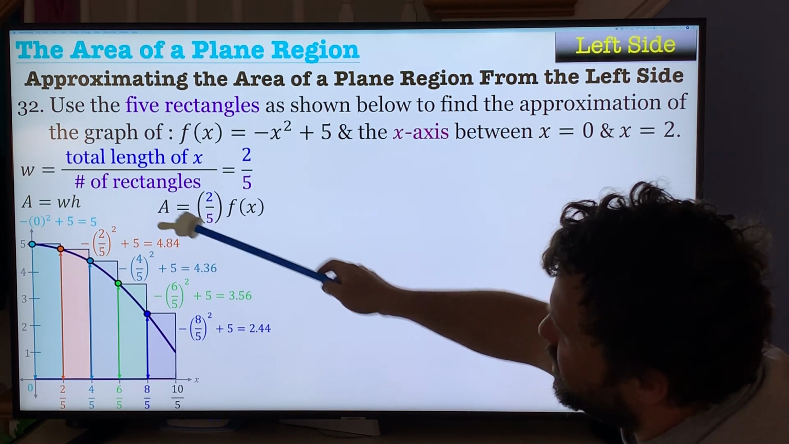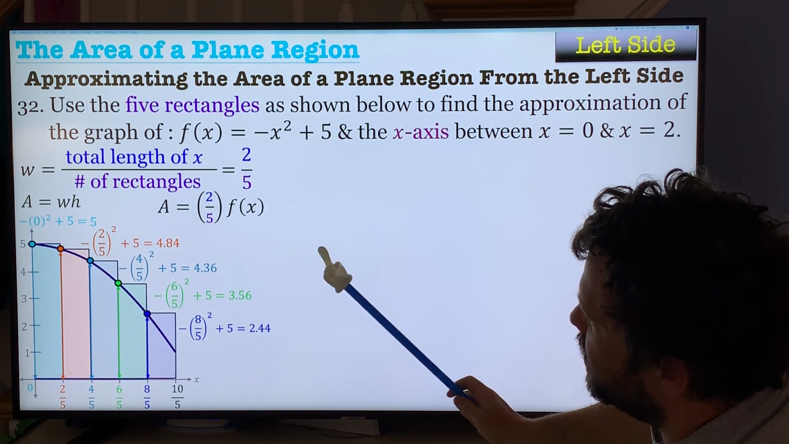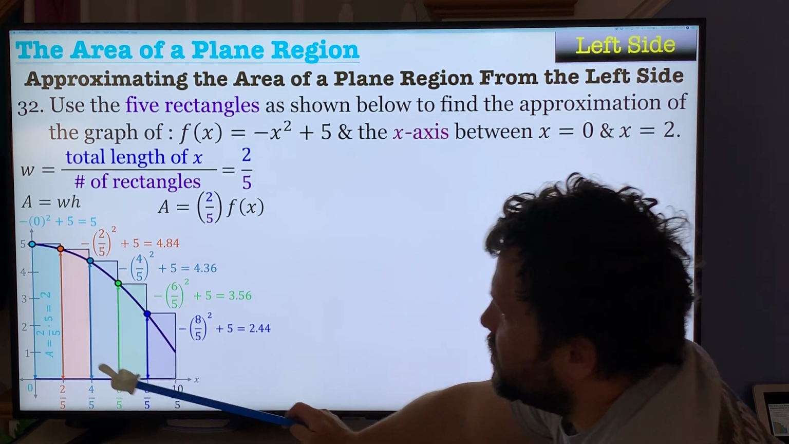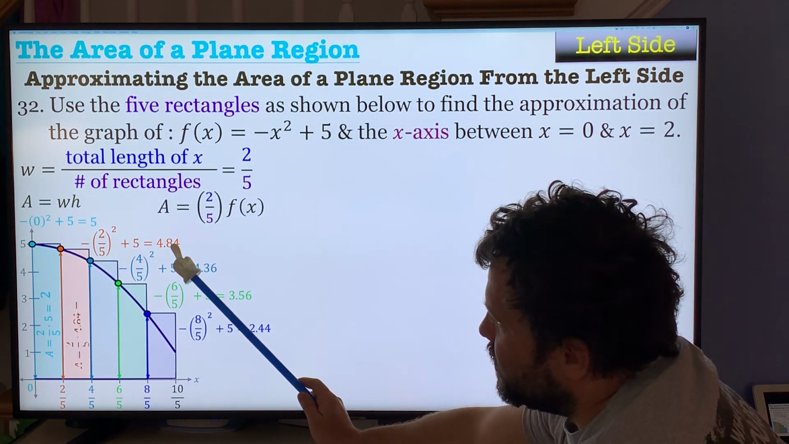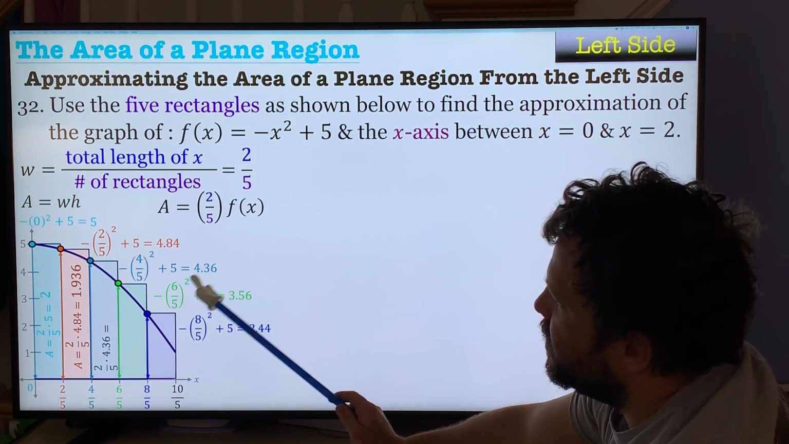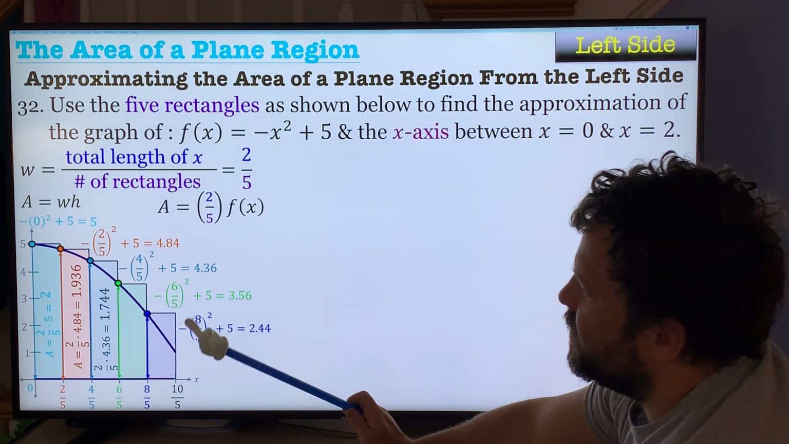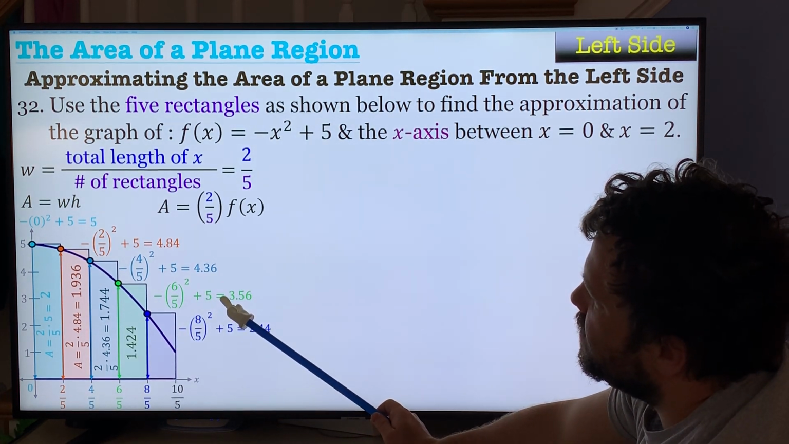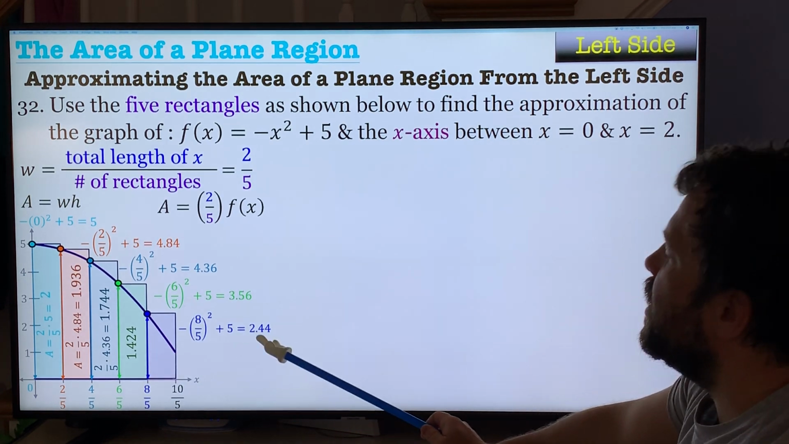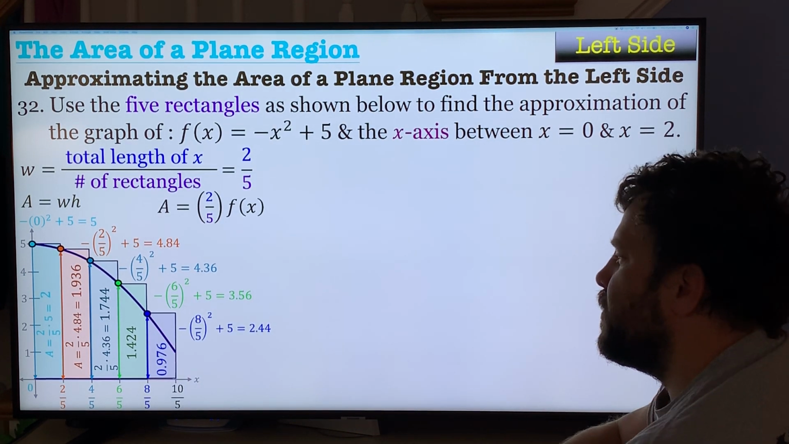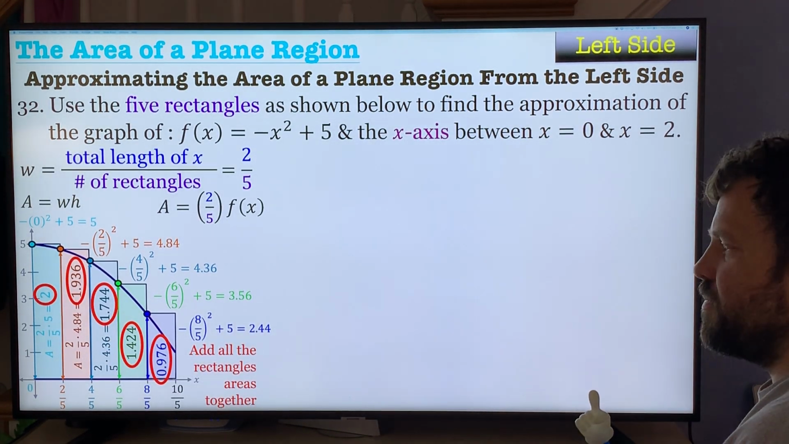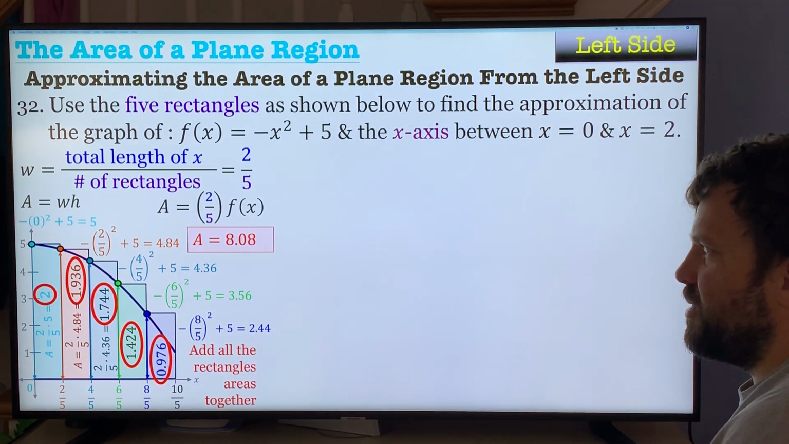Once again, what do we do with the heights? We multiply them by the width. What's our width here? 2 over 5. 2 over 5 times 5 is 2. 2 over 5 times 4.84 is 1.936. 2 over 5 times 4.36 is 1.744. 2 over 5 times 3.56 is 1.424. And 2 over 5 times 2.44 is 0.976. Add all these numbers together, and you get 8.08 as an answer.